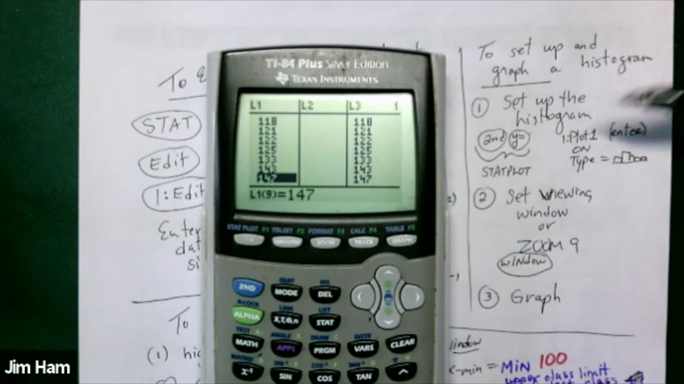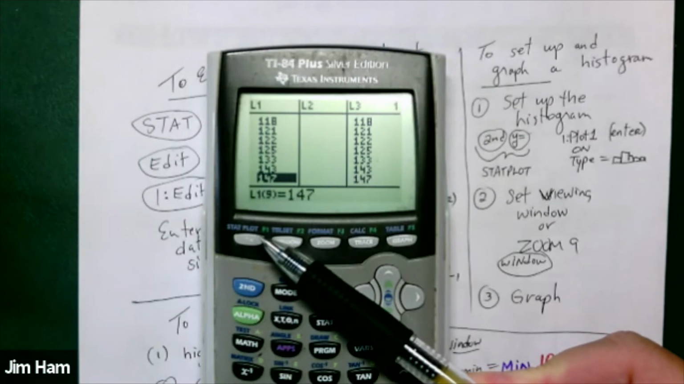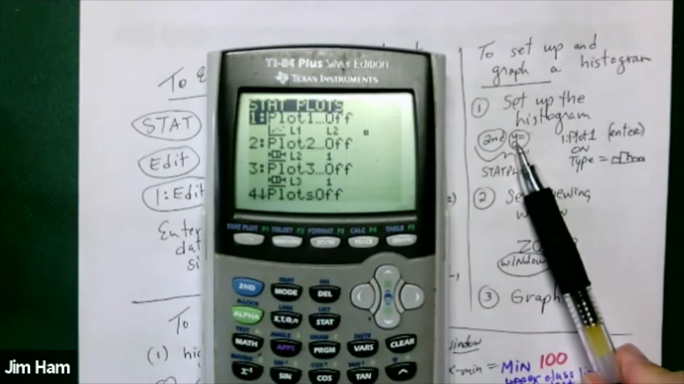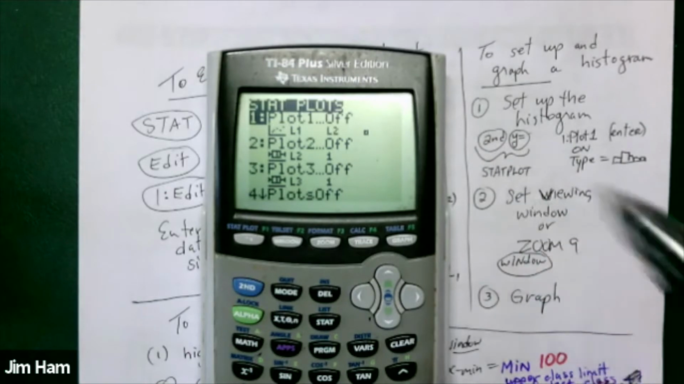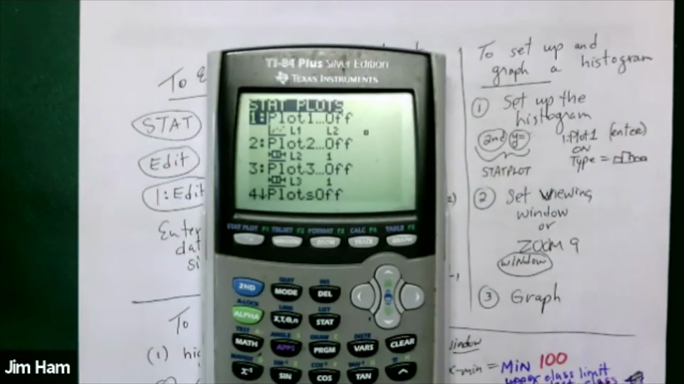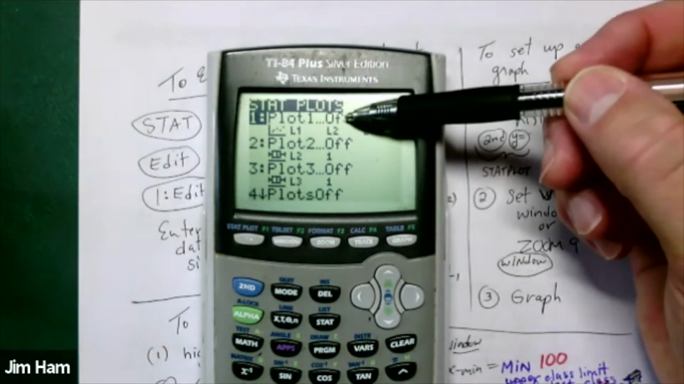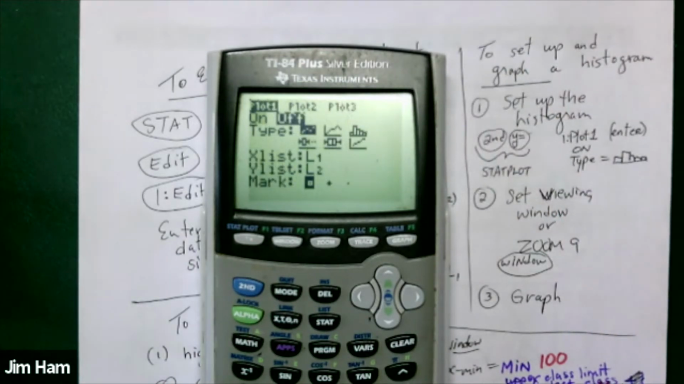Set up the histogram. Right above the y equals here is this command called stat plot. That means a statistical plot. It means a statistical graph. And so to get there, you have to hit the second key and then y equals. Second, y equals. And that's going to take you to the stat plots. You can see you have plot 1, plot 2, and plot 3. There are 3 different plots that you can construct at the same time. We only want one histogram. So we're just going to go inside the menu screen of plot 1 by hitting enter, and it takes us to this input screen.